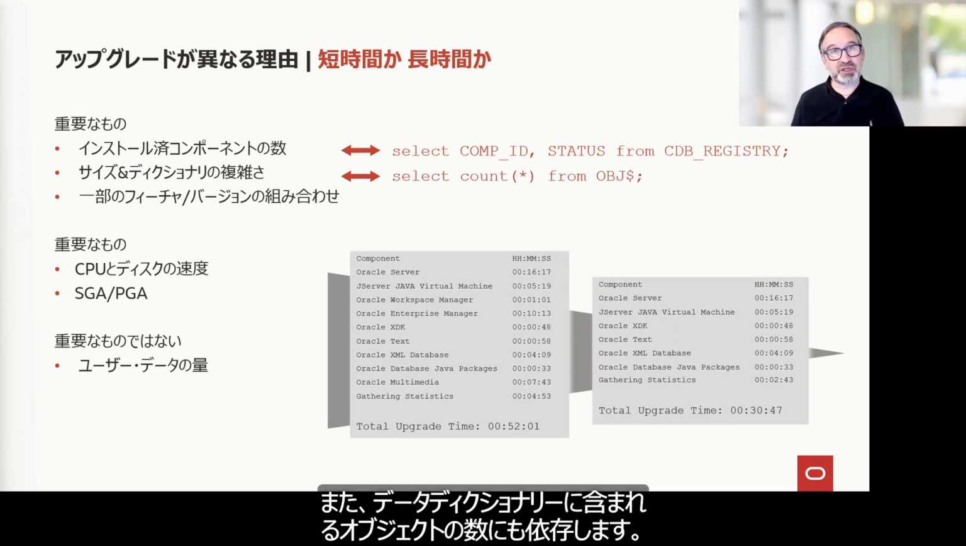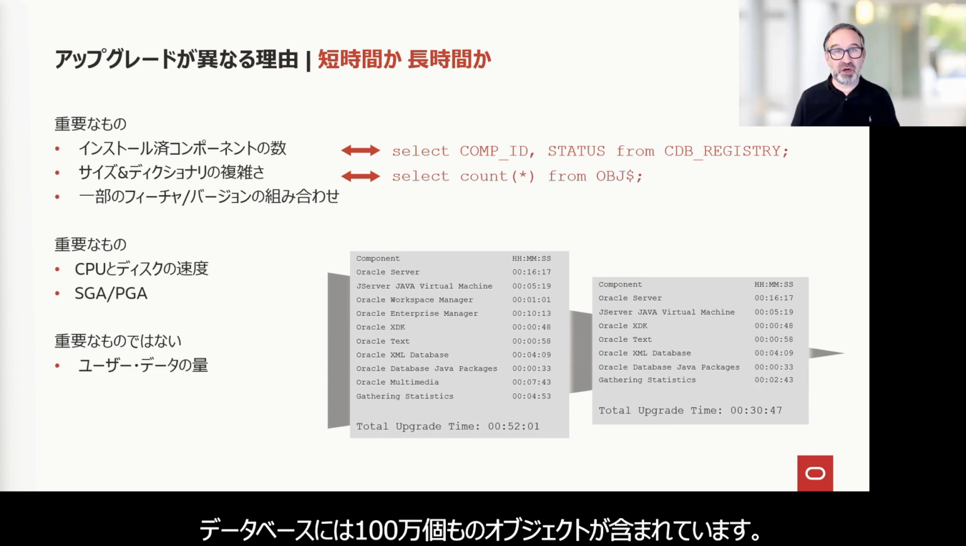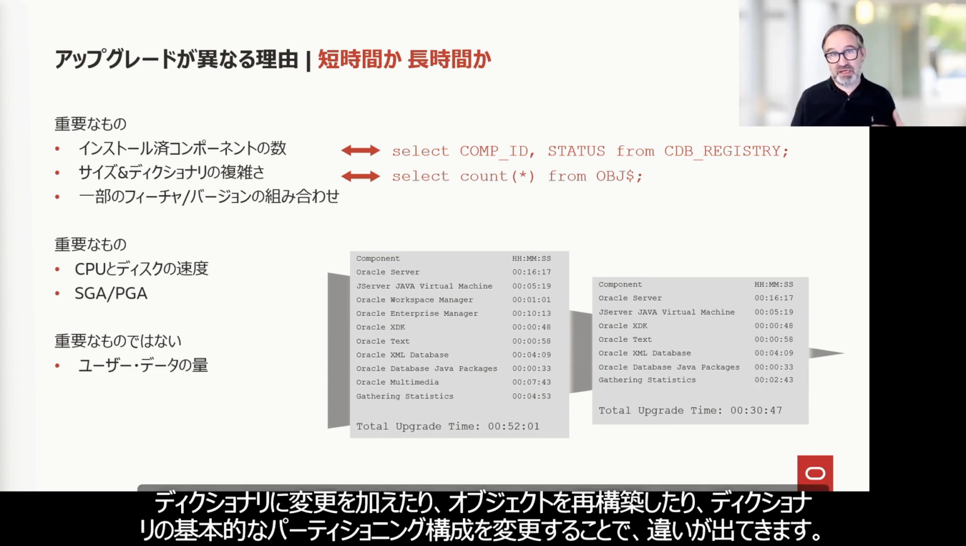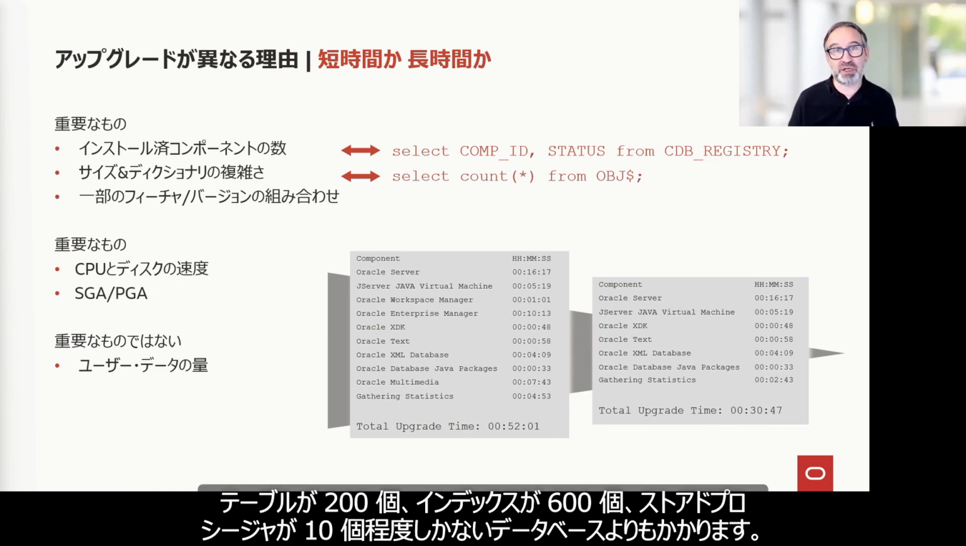Also, a differentiator could be the number of objects in the data dictionary. When you take an EBS database, an Oracle E-Business Suite database, and you have like 1 million objects in the database, when we do changes to the dictionary, or when we rebuild objects, or when we change underlying partitioning layouts of dictionary tables, then it may make a difference. So for an EBS database, typically an upgrade takes longer than a database where you have only like 200 tables and 600 indexes and maybe 10 stored procedures.